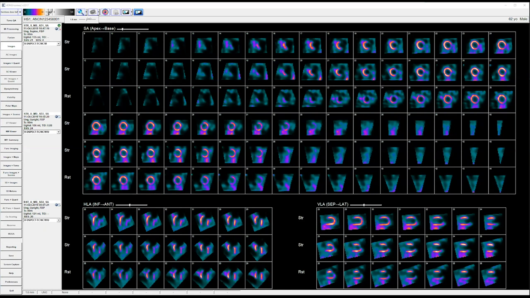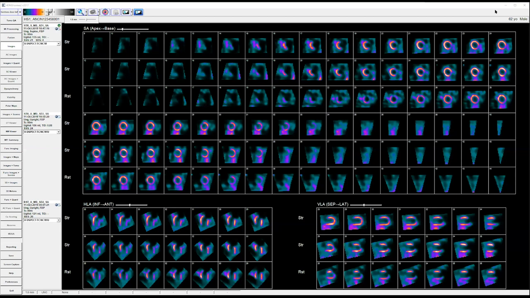Here from an RV standpoint, I don't see the RV well. We see maybe some RV central point, but for now, we'll see later in the gated acquisition. But mildly dilated LV from a size perspective. I don't think that the cavity is changing between rest and stress. From a perfusion standpoint, I think there are a couple of things here that are interesting.